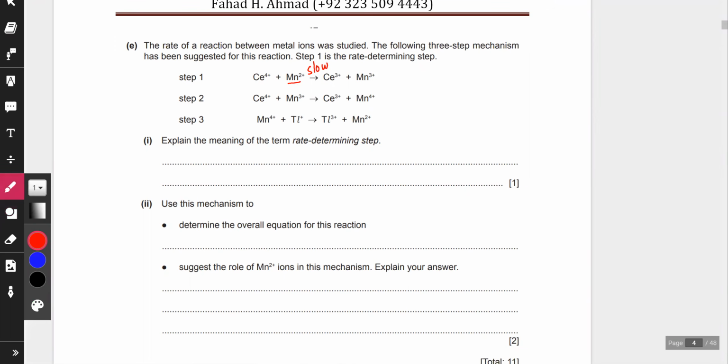which means your rate is dependent on the concentration of... Remember, rate is only dependent on the reactants that are involved in the slow step. So it's going to be dependent on the concentration of Ce4+ and Mn2+. Okay, that's it. Explain the meaning of the term rate determining step. So it is the slow step in the mechanism.